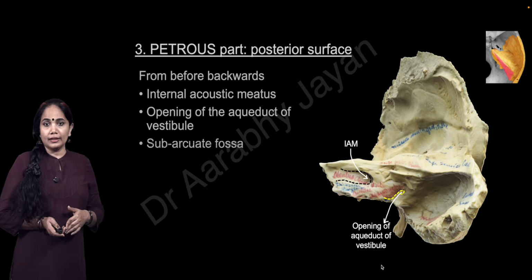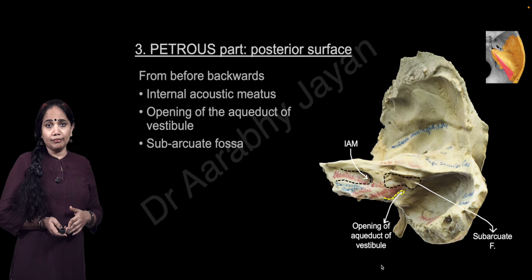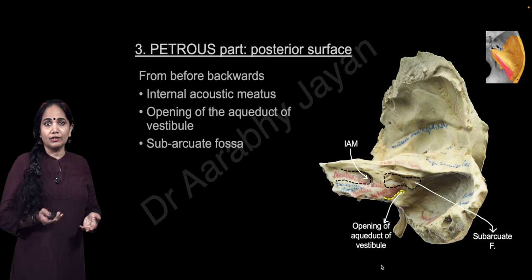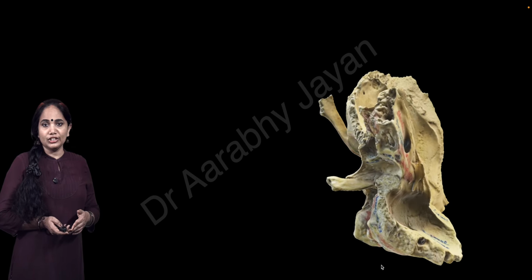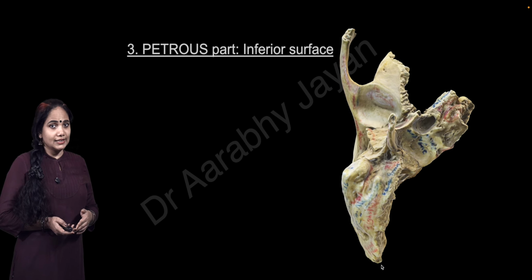Now above and behind the internal acoustic meatus, we have a fossa. It is called the subarcuate fossa. It is not distinct in adults, it is more highly distinct in newborns. It usually is covered by a dural process and contains blood vessels. So these are the features of the posterior surface.